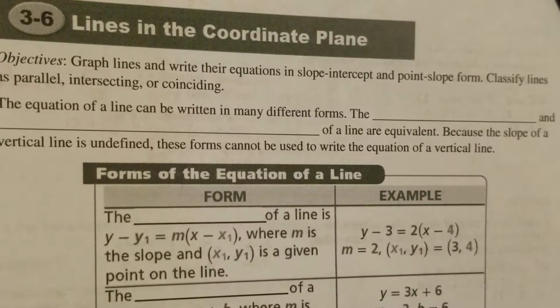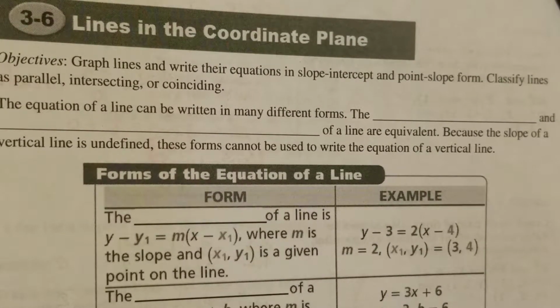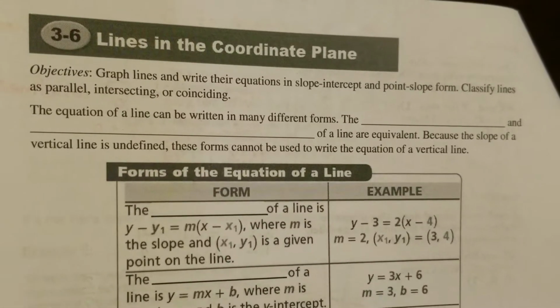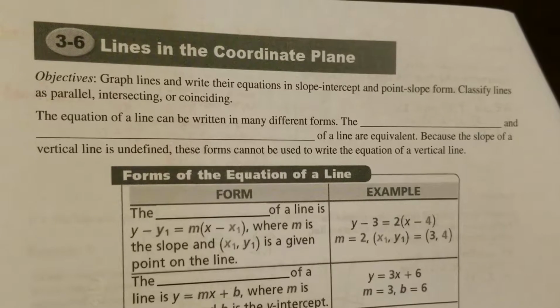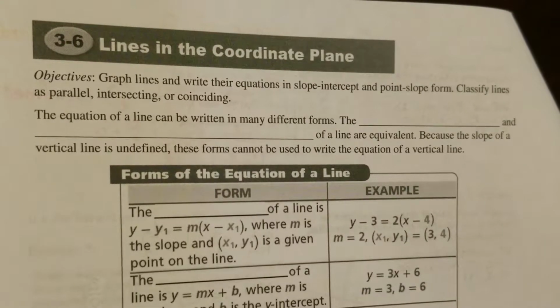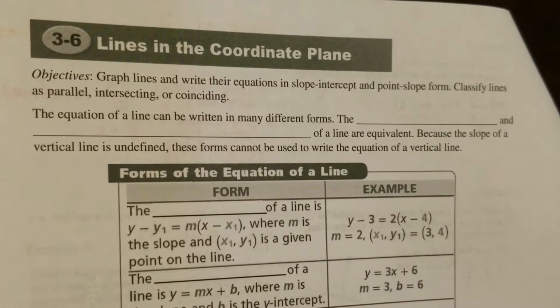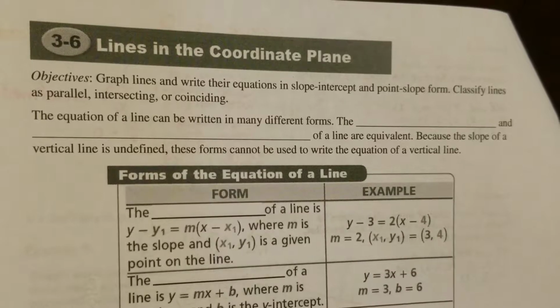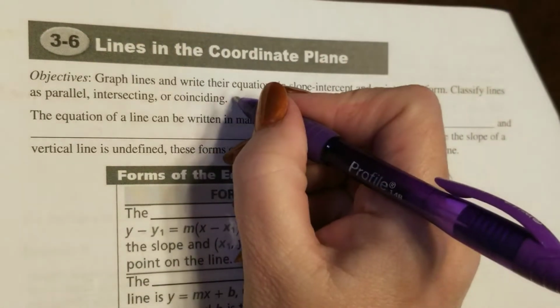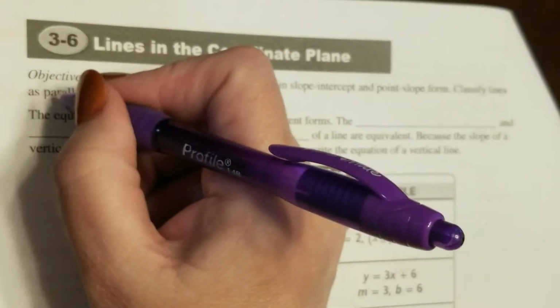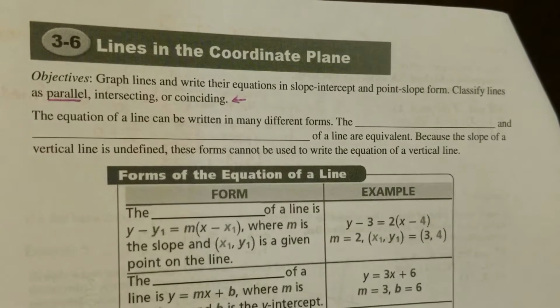We're going to get started on 3.6. This is the last section in your packet there. Let's see if I can get that zoomed correctly. All right, so our objective here is to graph lines and write the equations in slope-intercept form and point-slope form. We're going to classify them also as parallel, intersecting, and coinciding. We did this, at least the parallel and the perpendicular, before.